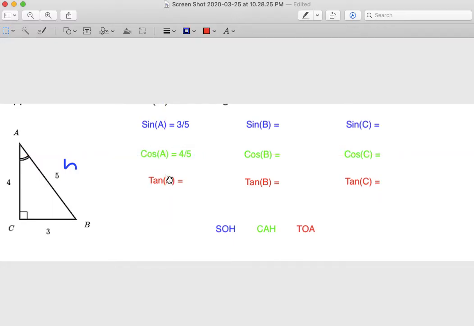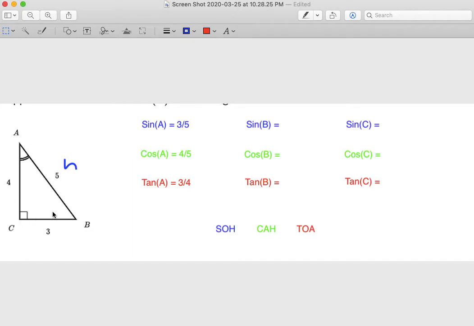Now, last but not least, we've got tangent. And the tangent we know as being the opposite divided by the adjacent. So the opposite is 3, and we just decided the adjacent is 4 here. So opposite divided by adjacent is going to be 3 divided by 4. Notice these ratios are all different from each other. 3/5, 4/5, and 3/4. They're all different, which is what you want.